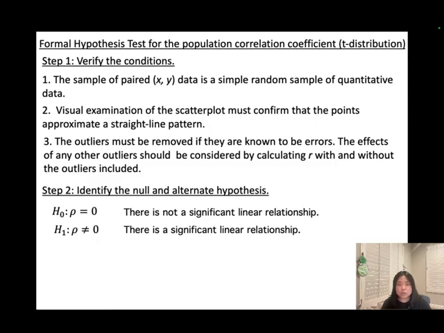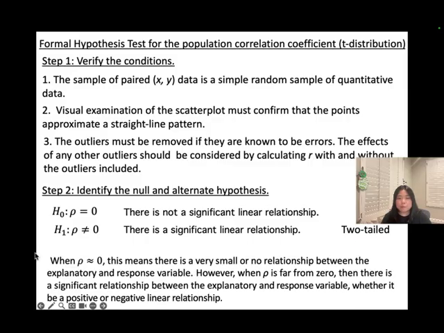But for our case, we only want to see if there is a significant linear relationship. So your null and alternate hypotheses always look like this: equal to 0 and not equal to 0. And when the alternate hypothesis is not equal to 0, we are working with a two-tail test.